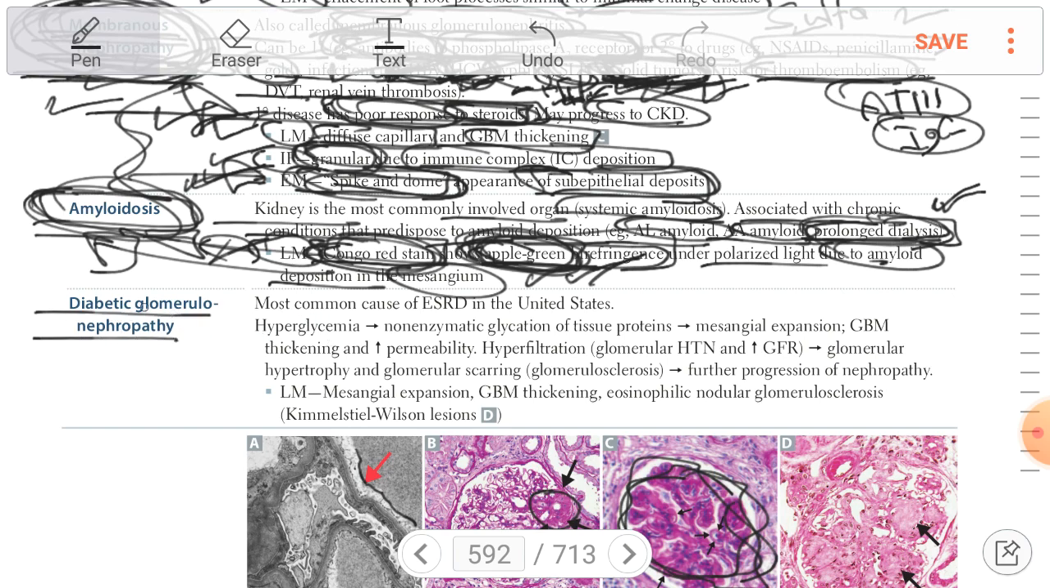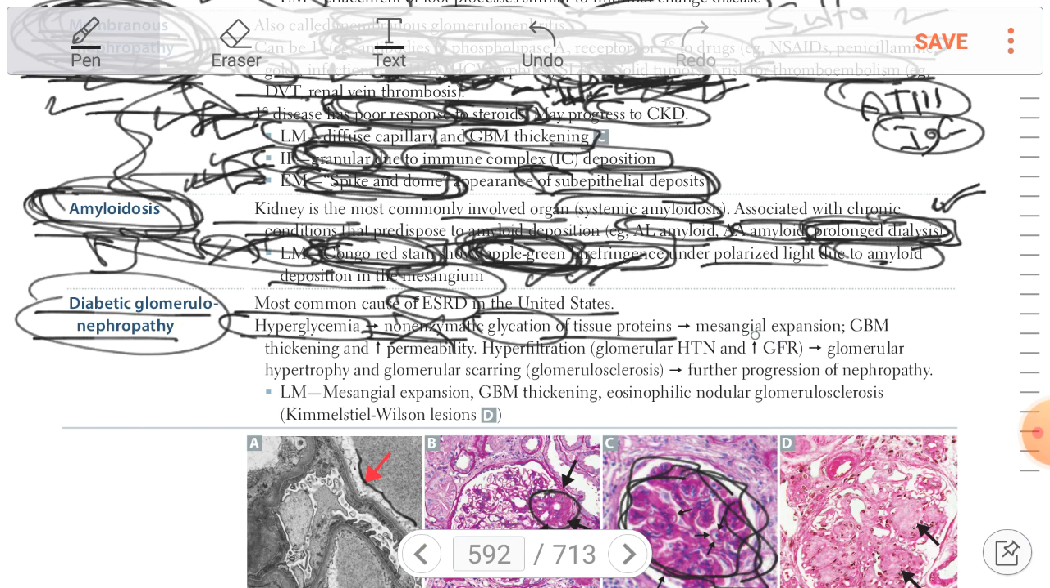So diabetic glomerulonephropathy is the most common cause of end stage renal disease in the United States. Hyperglycemia will lead to non-enzymatic, so there is no enzyme, glycation of tissue protein, leading to mesangial expansion and glomerular basement membrane thickening and increased permeability. So the most important is increased permeability leading to hyperfiltration, glomerular hypertension, and increase in glomerular filtration rate.